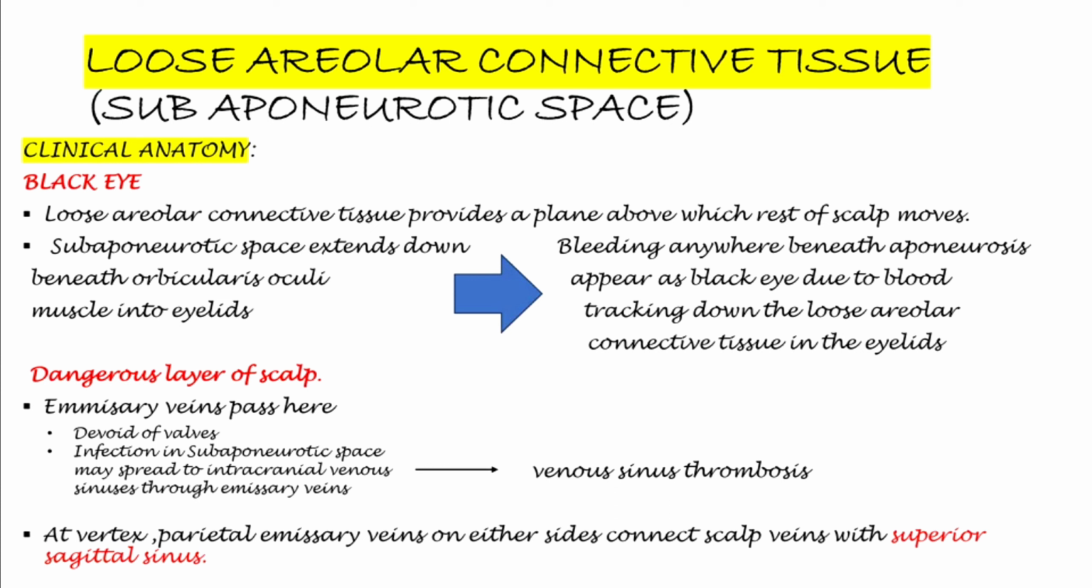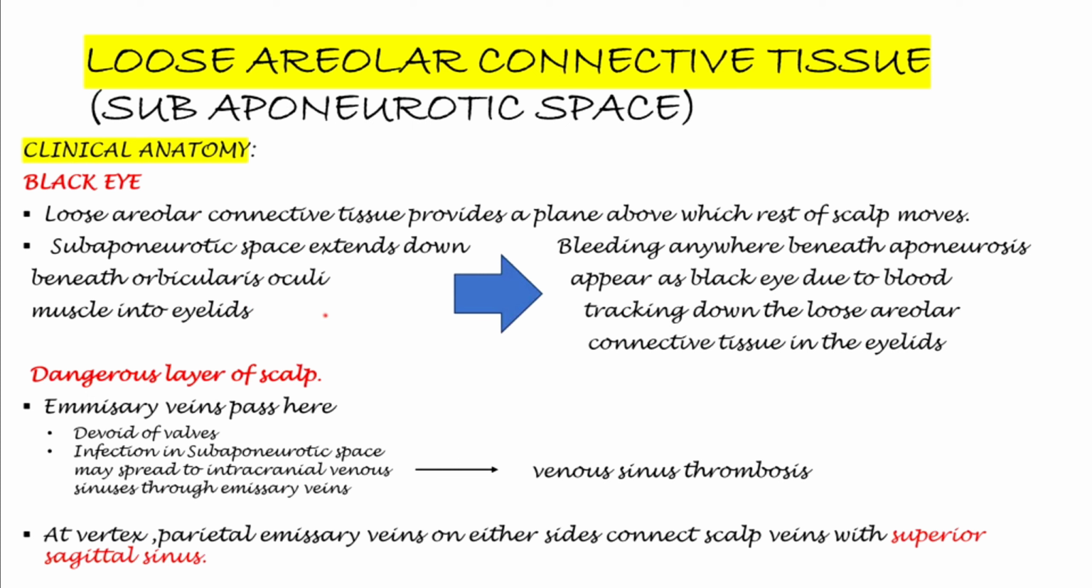The fourth layer of the scalp is the loose areolar connective tissue, or subaponeurotic space, the space beneath the epicranial aponeurosis. Let's dig deep into the clinical anatomy. What is a black eye? The loose areolar connective tissue provides a plane above which the rest of the scalp moves. As you all know, the first three layers of the scalp move as a single unit.